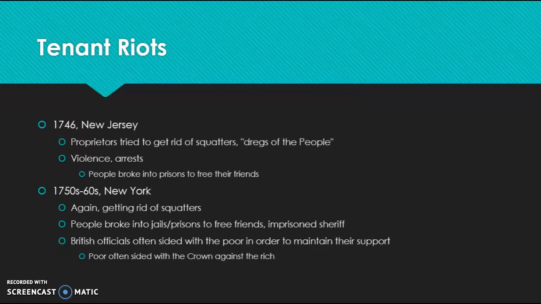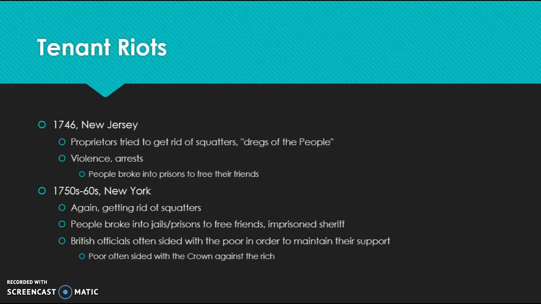So in 1746 in New Jersey, different land proprietors tried to get rid of the squatters that were on their land. So they would call in the authorities. There was violence, there were arrests. People who were arrested would get out, they would go back in and free their friends. And the same thing was happening in New York, people just trying to get rid of squatters. A fun thing that happened in New York during this time was that at one of the periods when people tried to go in and break their friends out of jail, they ended up imprisoning the sheriff while they were there.